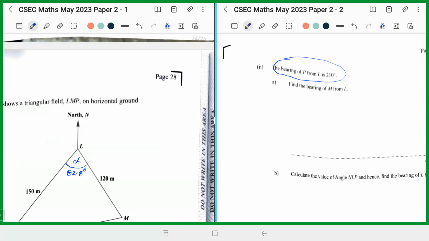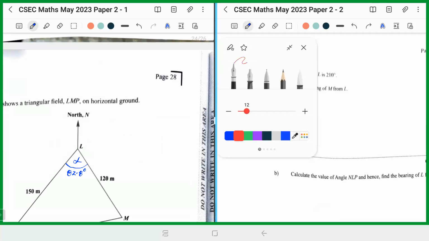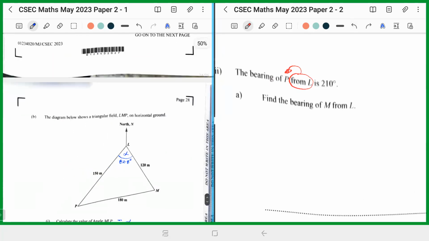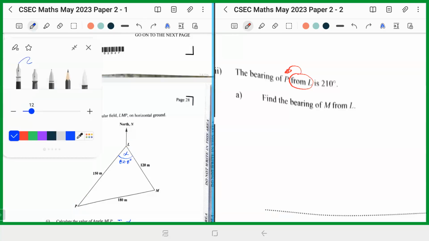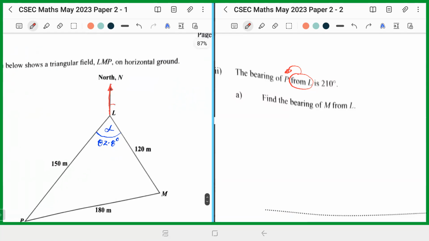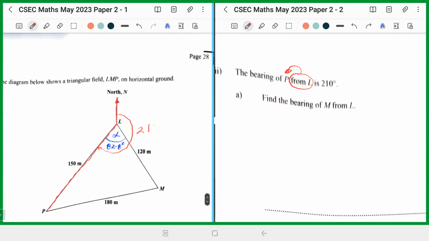Calculate the bearing of M from L, and I always say know the from position. They're telling us the bearing of P from L is 210. So from L to P, the bearing is 210. Show that on the diagram. That means from position L, it's the angle through which you have to turn to the right to face P down here. That angle is 210 degrees. That's what they're basically saying.